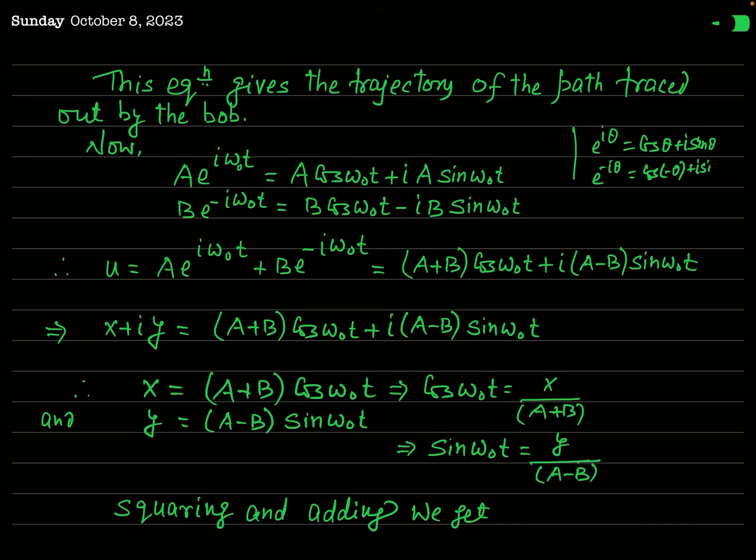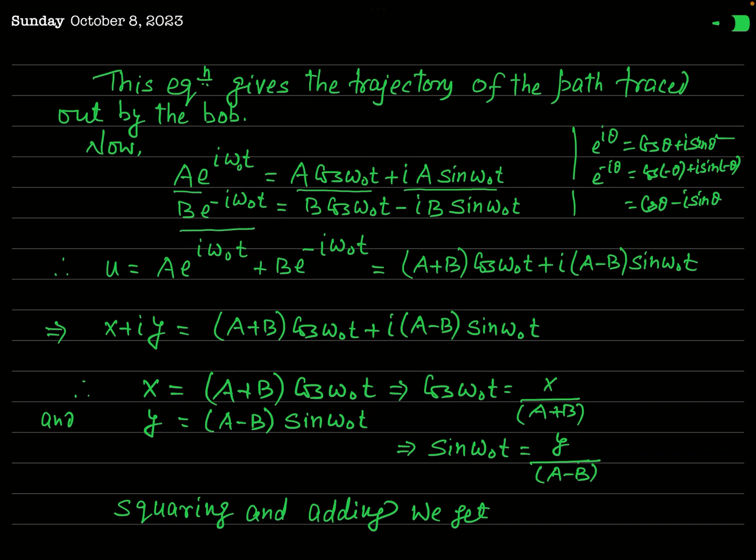plus i sin minus theta. But you know that cos minus theta is equal to cos theta, but sin minus theta is equal to minus sin theta. So this is minus i sin theta. On the basis of this Euler's formula, you can simplify it. A e to the power i omega t, on the basis of this result, can be written as a cos omega naught t plus i a sin omega naught t.